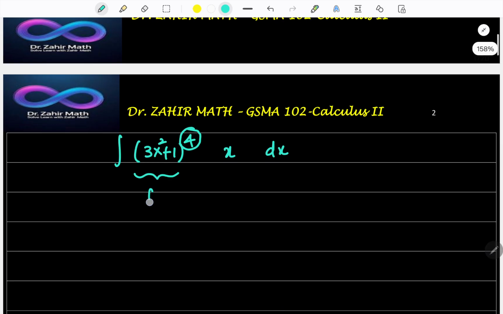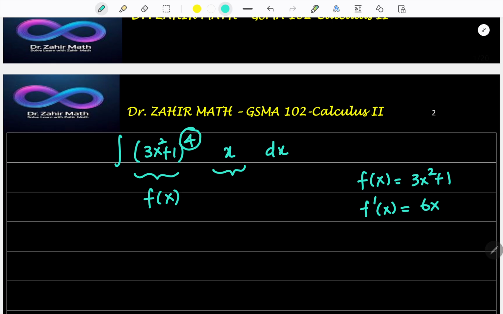If I call this f of x, then f of x equals 3x square plus 1. And what's your f dash of x? Just now I said it's 6x. Do you have 6x here? No. But I can adjust 6 here by multiplying and dividing. Suppose I put 6 here and 6 here. The value is the same, because we are multiplying and dividing, so there is no change. Am I right? Yes.